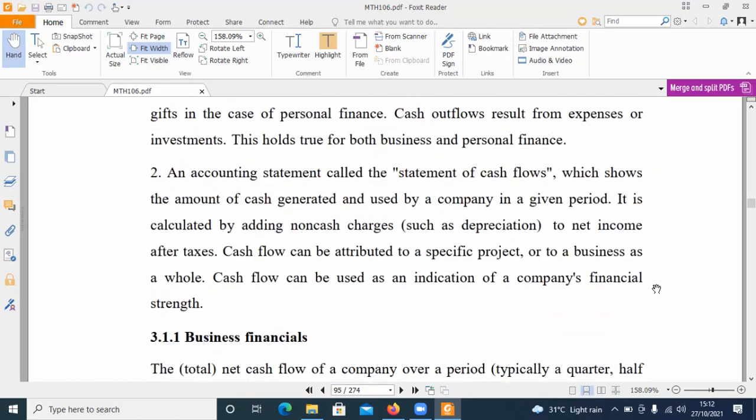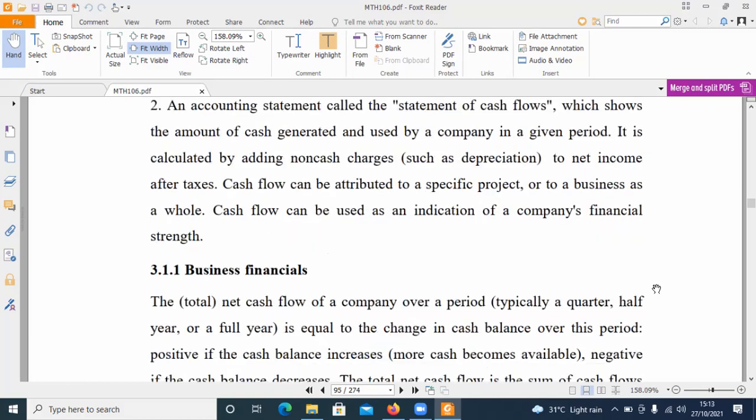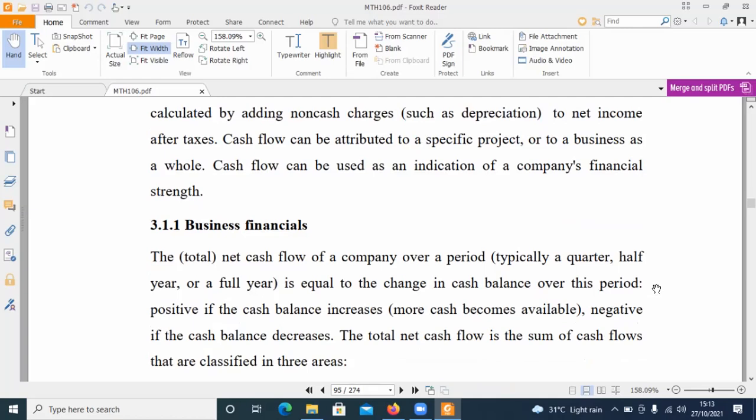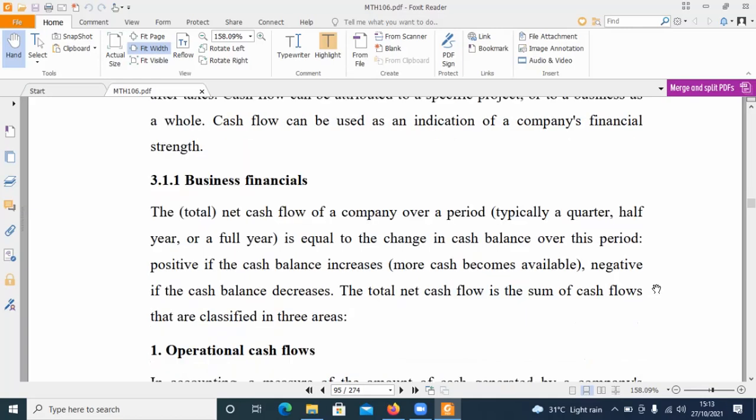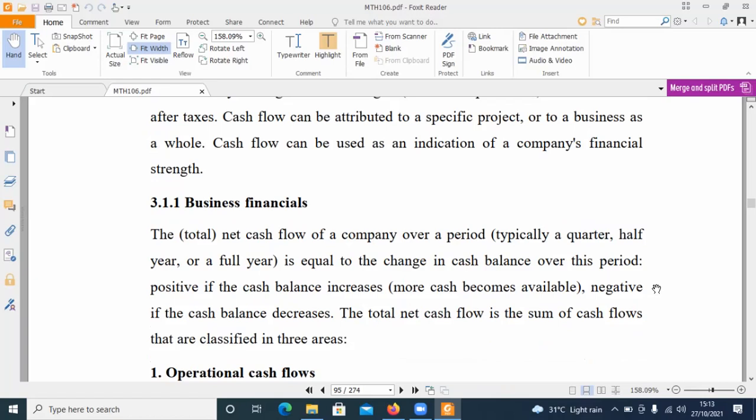Two, an accounting statement called the statement of cash flow, which shows the amount of cash generated and used by a company in a given period. It is calculated by adding non-cash items to net income after tax. Cash flow can be attributed to a specific project or to a business as a whole. It can be used as an indication of a company's financial strength.